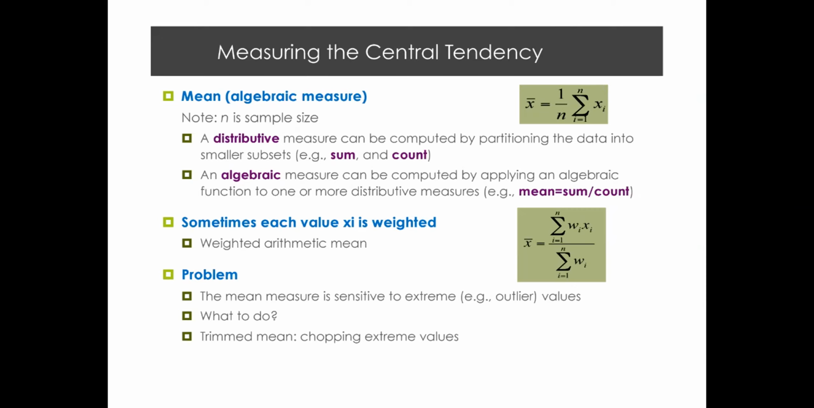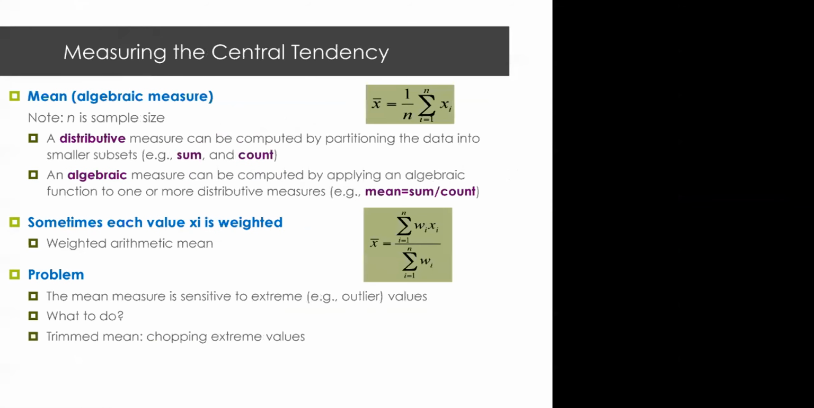Generally, you find the mean in two ways: weighted data and unweighted data. For unweighted data, you use the sum by count. But for weighted data, you use the summation of w of i times x of i, divided by the summation of w of i. That is the weighted arithmetic mean. The mean is sensitive to outliers.